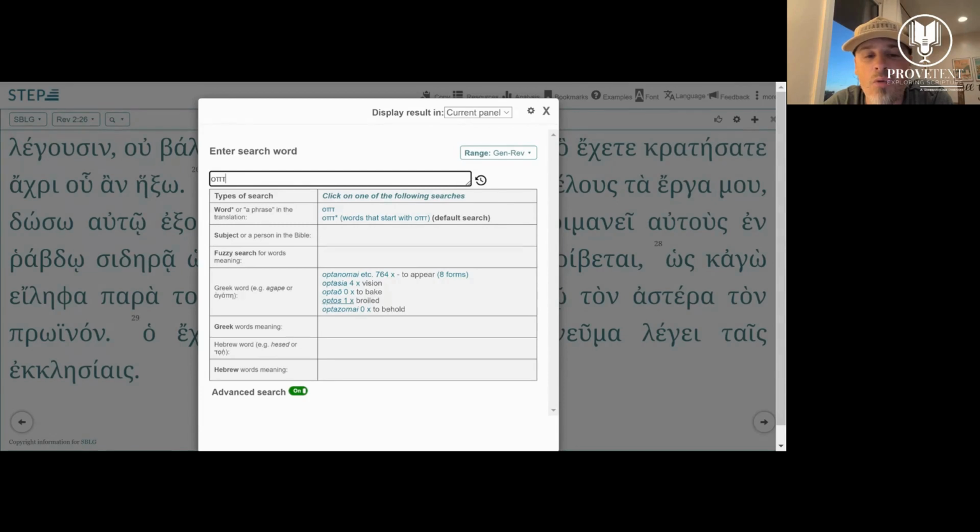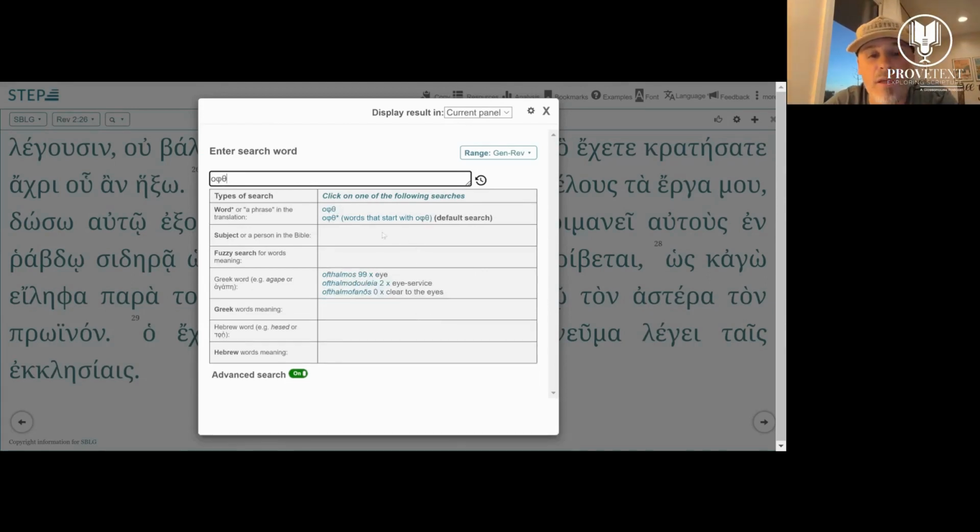And you can see that they all, with the exception of optos, perhaps broiled, or optao, bake, the others have to do like optanome, to appear, that is to like see something, to be made seen, or optasia, vision, or optazome, behold. And we're going to also look at opht.